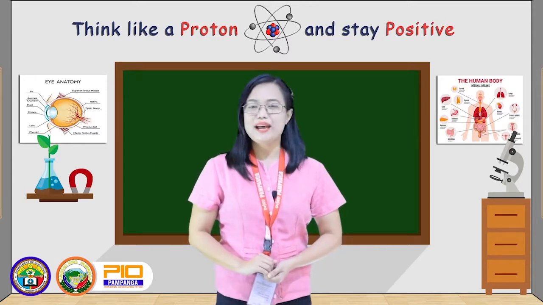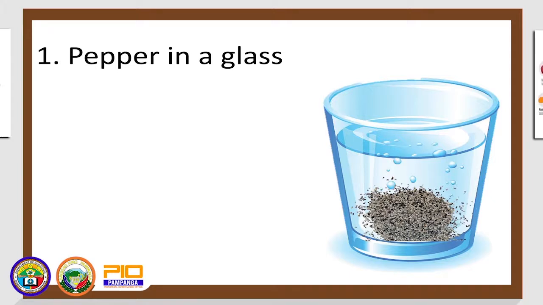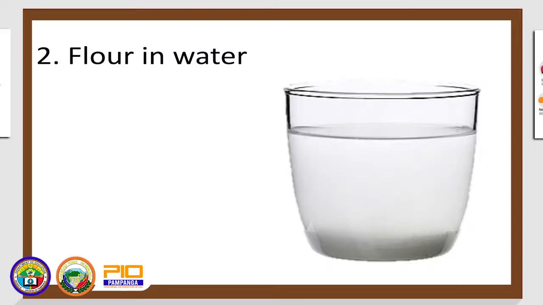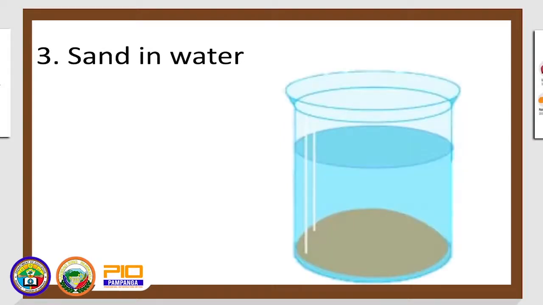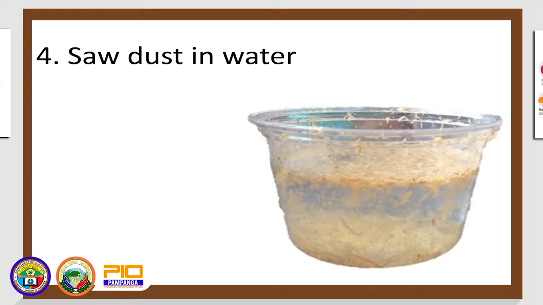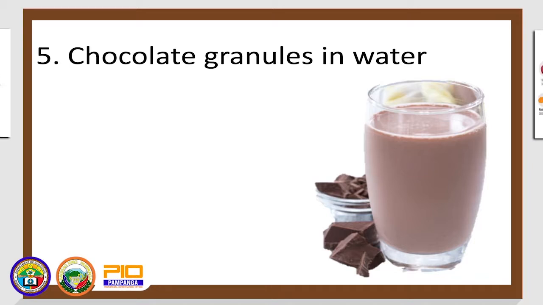Suspended. Do not spread evenly. Pepper in a glass. Thumbs up or thumbs down? Where does it settle? Flour in water. Thumbs up or thumbs down? Where does it settle? Sand in water. Thumbs up or thumbs down? Where does it settle? Sawdust in water. Thumbs up or thumbs down? Where does it settle? Chocolate granules in water. Thumbs up or thumbs down? Where does it settle?